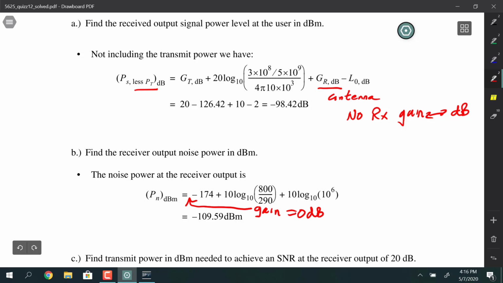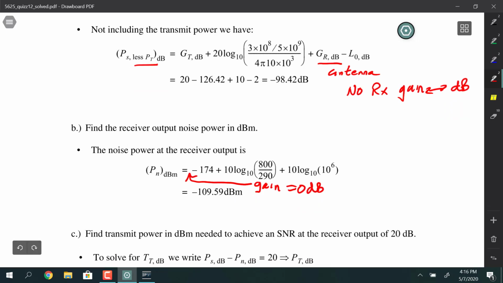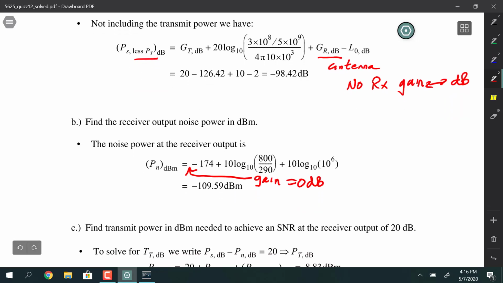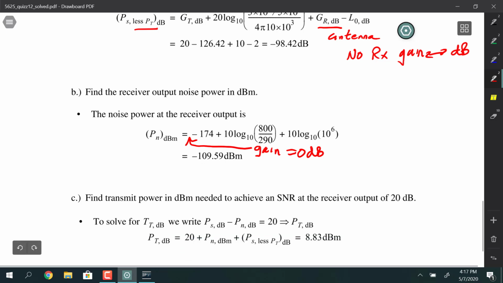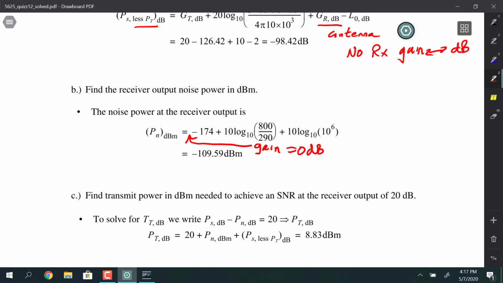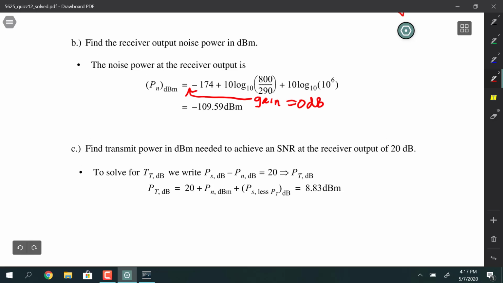So I say it's the received signal less the transmit power. We're going to get the transmit power applied at the very end because we want to find out what that is. In this case, the transmit power was an unknown, but that combined with the -98 path loss all the way through with the antenna, the path loss, transmit and receive antennas. So those will combine together. And then we do the noise power calculation down below and find out that's minus 109.59 dBm.